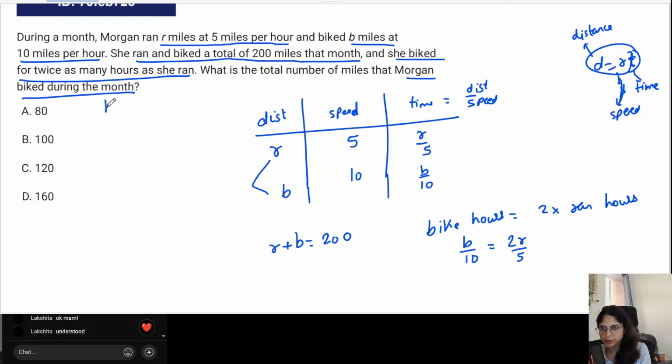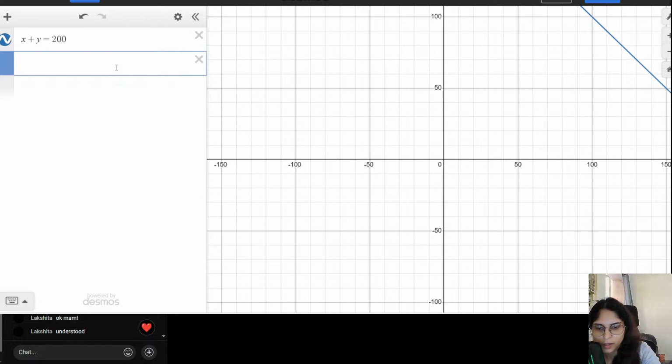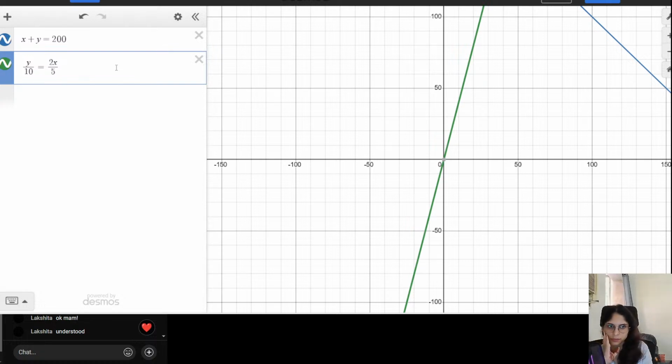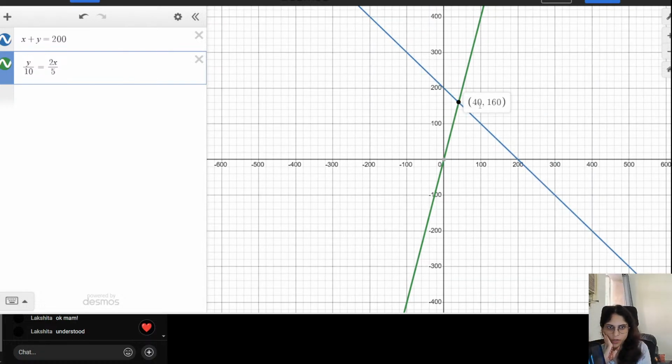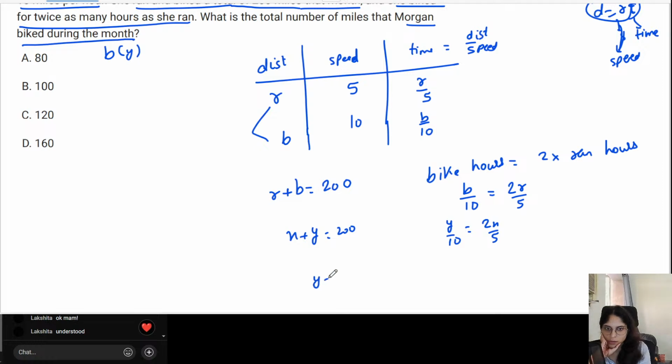They want to know bike, so they want to know the value of B. Okay, I'm going to call this X and I'm going to call this Y. So they want the value of Y. X plus Y is 200 and Y over 10 is equal to 2X over 5. 40 comma 160. 40 is not even in the option, so yeah, 160 makes most sense.